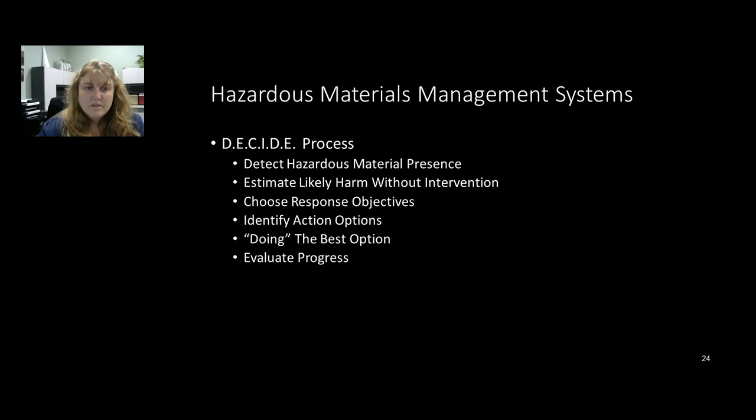There are 6 steps that can provide a framework for decision making in a given hazardous materials emergency. These 6 steps include detect a HazMat presence, estimate the likely harm without intervention, choose the response, identify action options, do the best option, and then evaluate your progress. So this is the DECIDE method for hazardous materials emergency decision making.